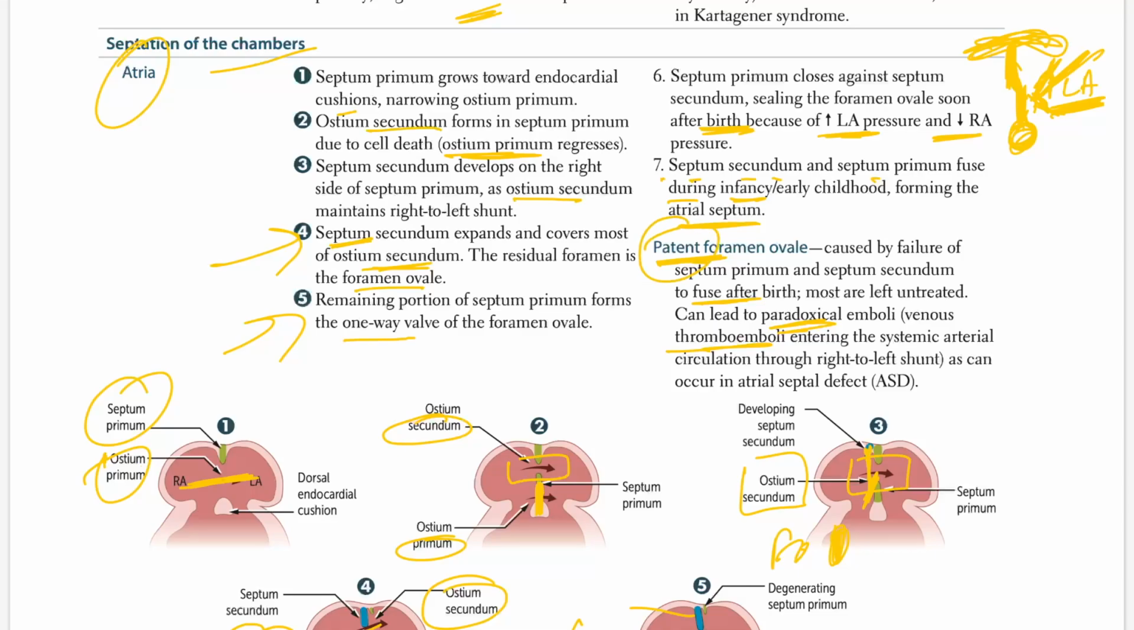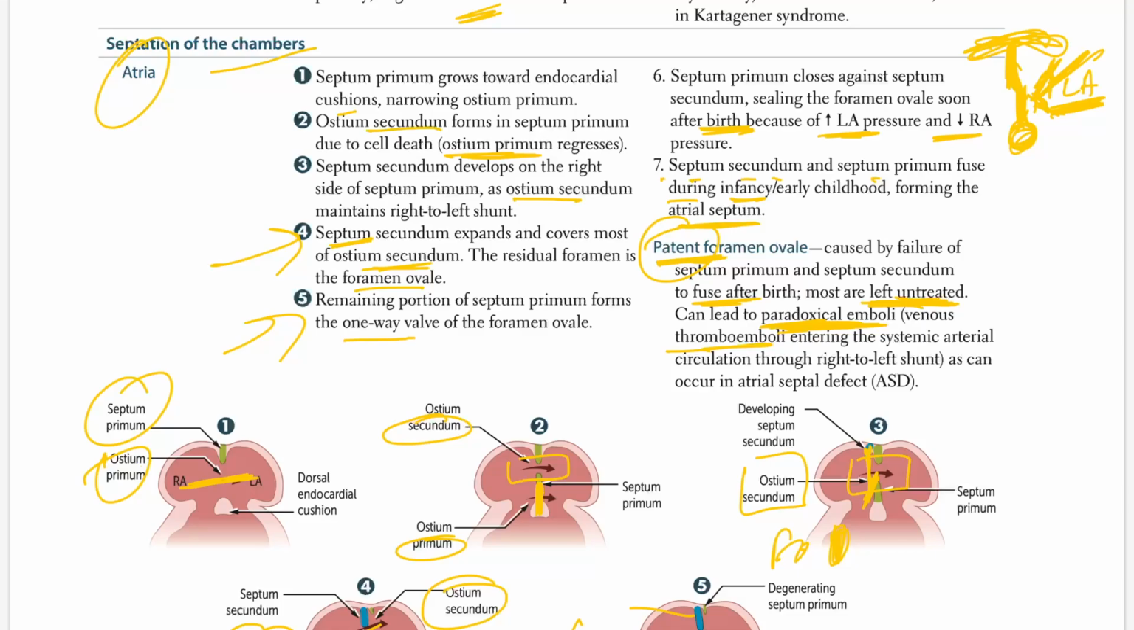And I mean, it's there, but it's not symptomatic unless something happens. So they're saying, okay, fuse after birth, but left untreated can lead to paradoxical emboli if you leave it untreated, right? Let me read one more time so it makes sense.